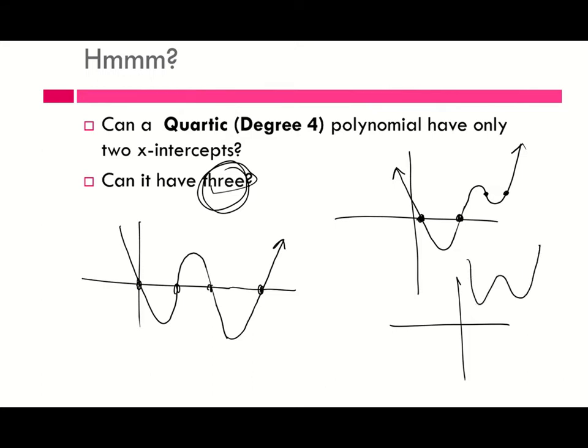We could be above the x-axis. We could be below our x-axis. So we could have 4 imaginary, we could have 2 imaginary, but we can't have 3 because they have to come in pairs. So we can't have 3 x-intercepts because we can't just have 1 imaginary solution. So we can have 2 x-intercepts, we can't have 3.